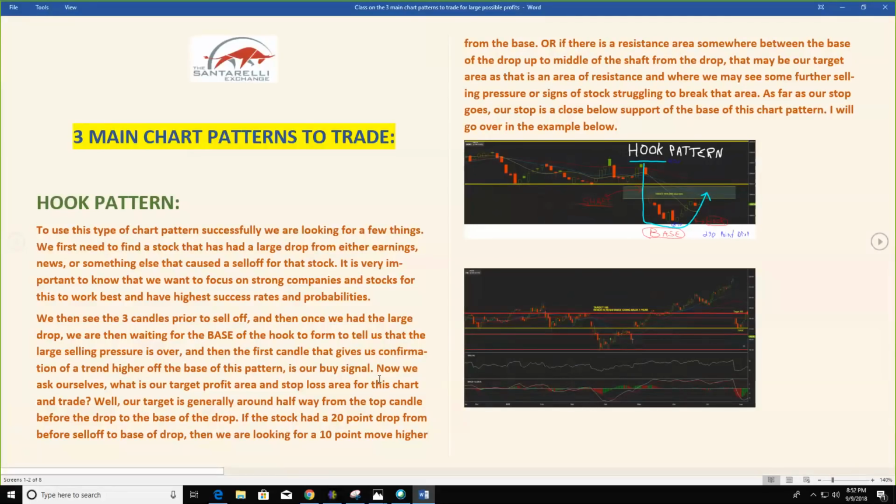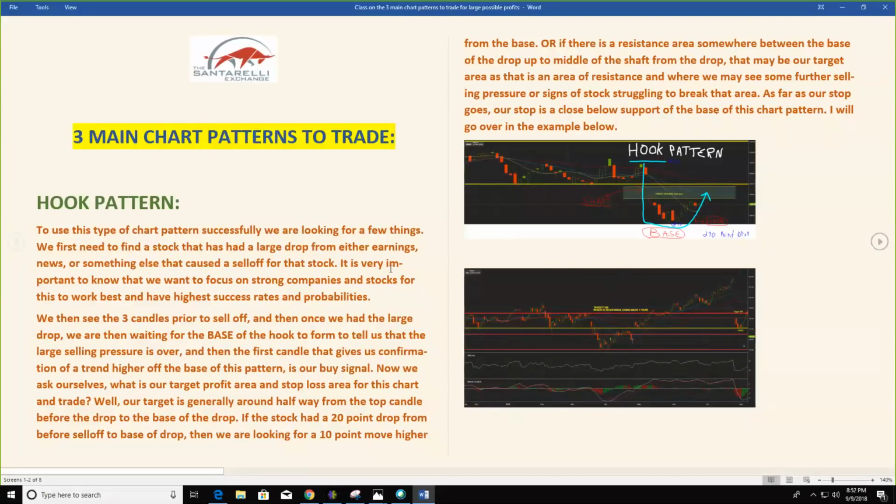Or if there's a resistance area somewhere between the base of the drop up to the middle of the shaft of the drop, that may be our target area, as that is an area of resistance where we may see some further selling pressure or signs of the stock struggling to break that area. As far as our stop goes, our stop is a close below support of the base of this chart pattern. And like I said, I just went over that.